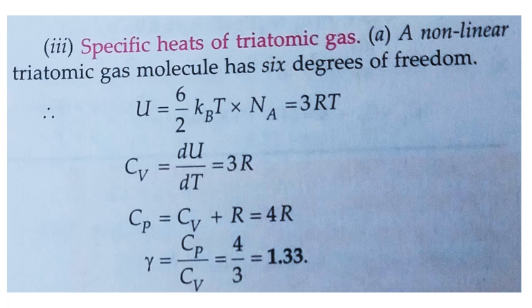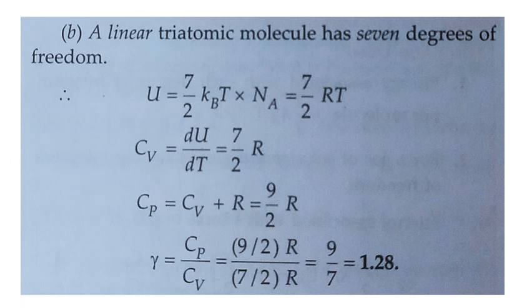For triatomic gas, you know that we have 2 types of degrees of freedom. If it has 6 degrees of freedom, then the value of U will be 6 by 2 kBT into N, meaning 3 RT. And for this, the value of gamma will be 1.33. And if it has 7 degrees of freedom, then the value of gamma will be 1.28.